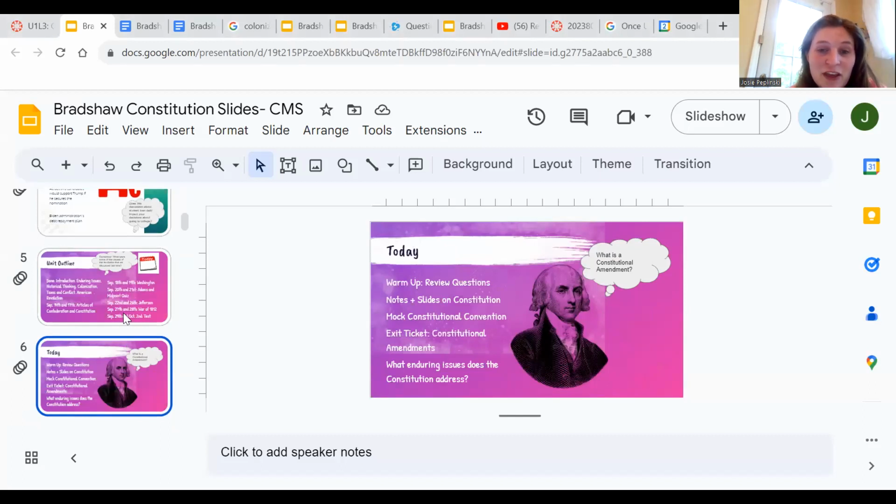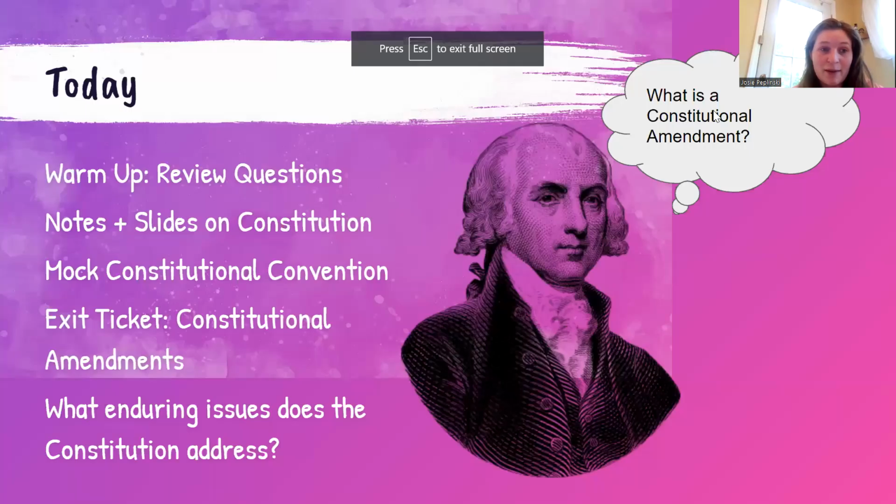We're coming off of the Revolution lesson. Today we have some notes and slides on the Constitution. If you're in person with me, we'll do a mock constitutional convention and have an exit ticket about constitutional amendments.